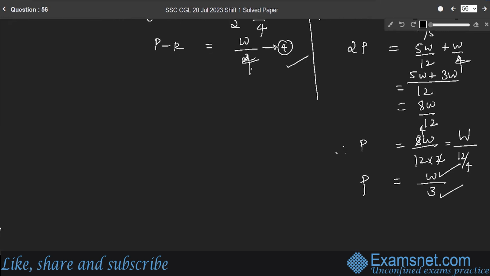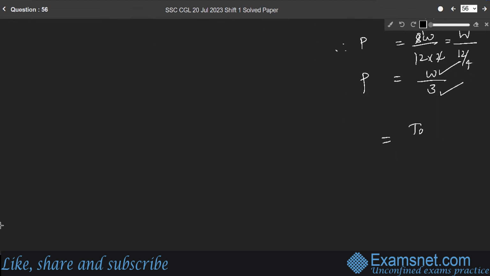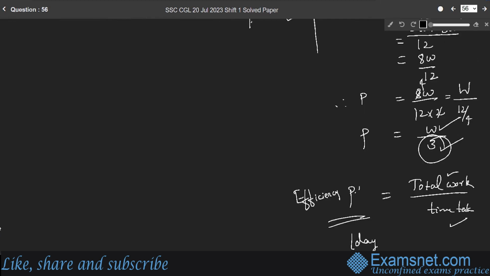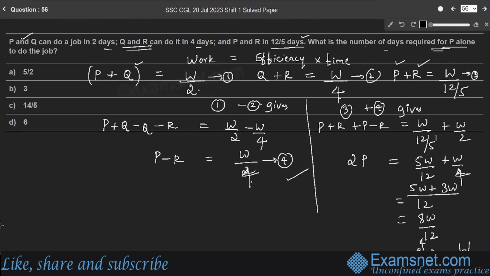Here P is equal to W by 3 means total work by time taken, right? 3 represents time taken, whereas P is nothing but the efficiency, or P is 1 day work. In scientific terms, we call it efficiency. In general terms, it is 1 day work or work done per unit time, right? So efficiency is equal to work by time. Therefore, P takes 3 days to complete the work. Therefore, option B is the right answer.